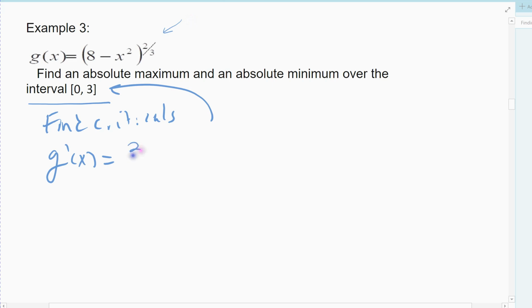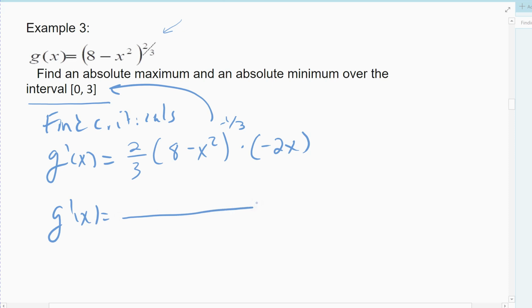The first thing I do is pull out the power 2/3, so 8 minus x squared raised to the negative 1/3, but I'm not done yet. Chain rule means the derivative of the inside, which is negative 2x. I'm going to rewrite that in numerator-denominator form. In the numerator, the 2 stays and the negative 2x stays, so I get negative 4x up top. In the denominator, the 3 stays, and the 8 minus x squared moves down there with it. When it moves down, it becomes a positive 1/3.